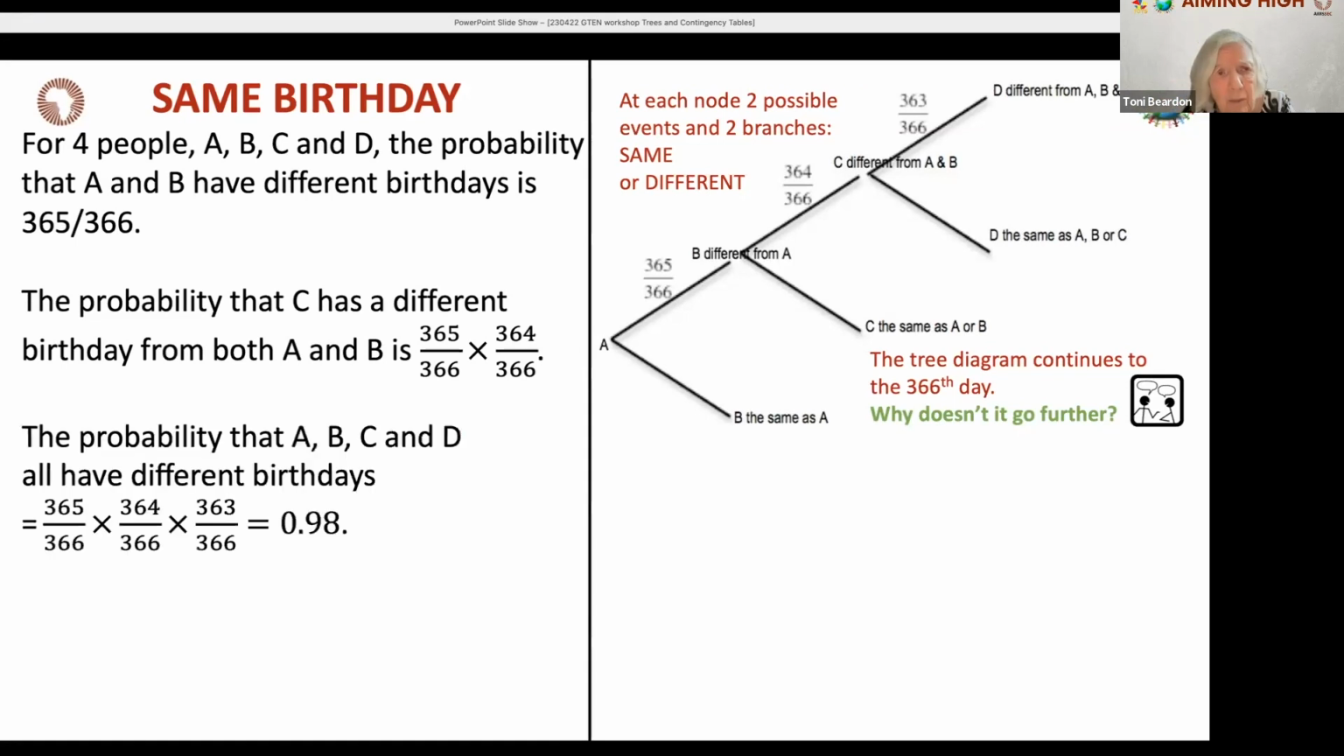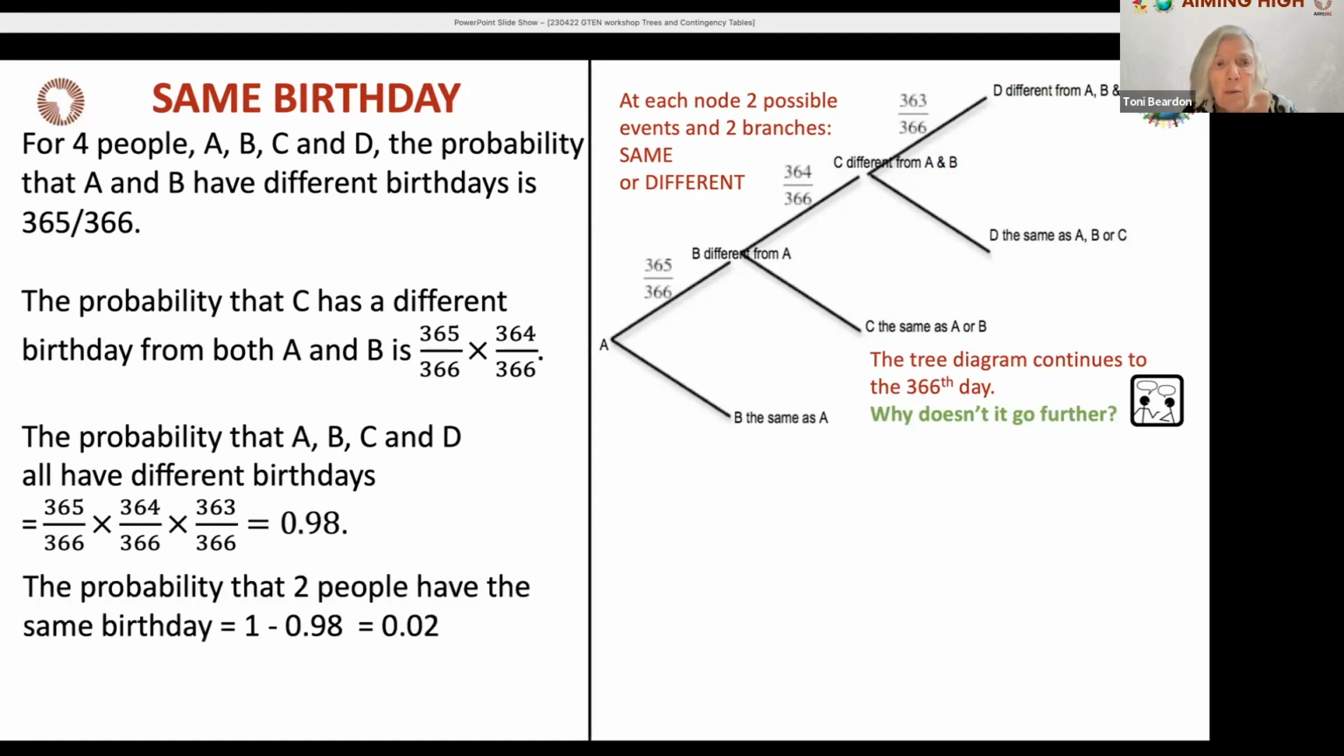who's been asked before. And then when we come on to the 4th person, we multiply by the probability that the 4th person has a different birthday from A, B, and C. 3 birthdays have been used out of the 366. So the probability that D's birthday is different is 363 over 366. And when you multiply those together, you get 0.98. So the probability that 2 people have the same birthday in a group of 4 is 0.02. So it's not very likely, but it can happen.